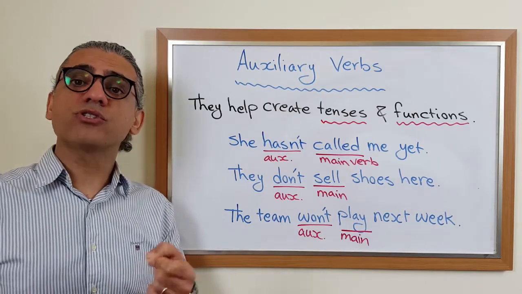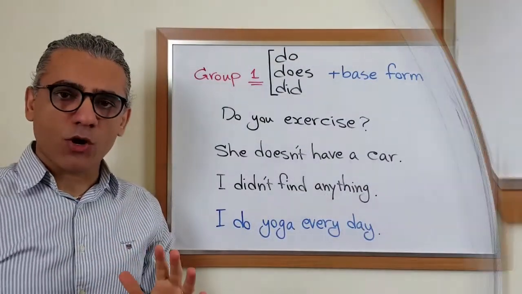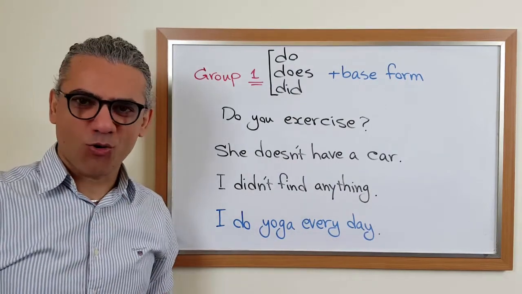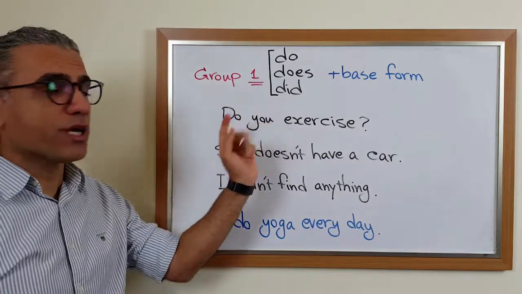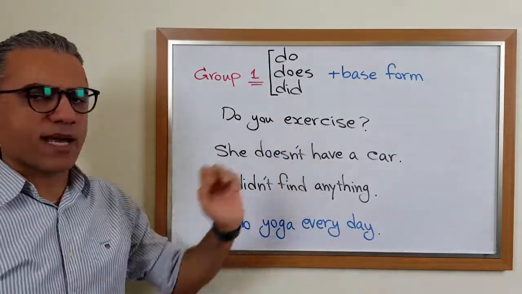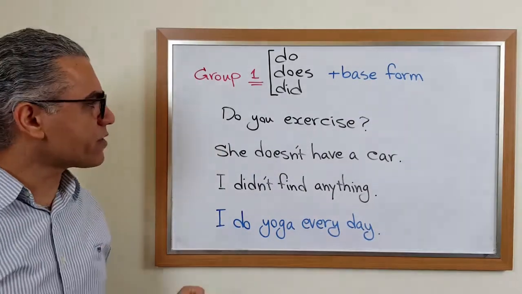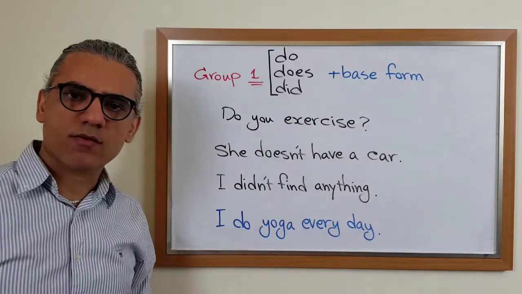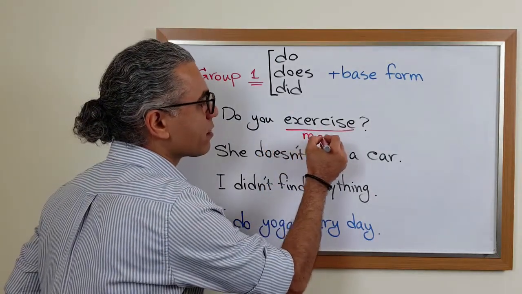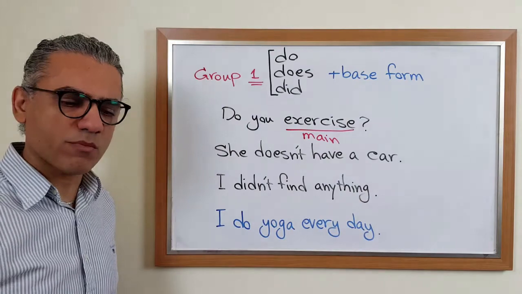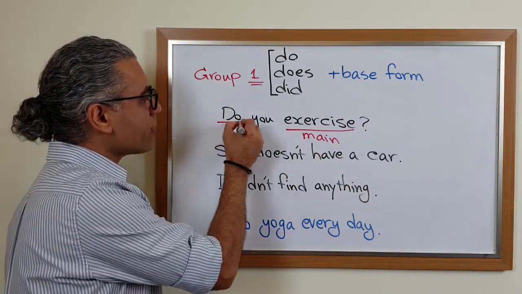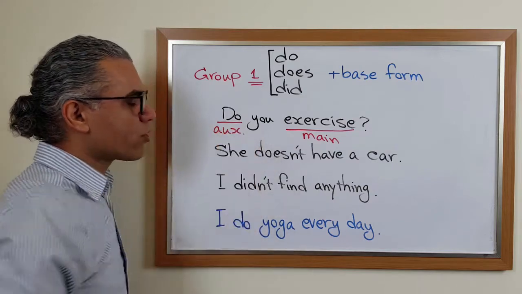Let's talk about different types of auxiliary verbs. So we have four main groups of auxiliary verbs. The first group is do, does, and did. Look at this example before I explain the main point of this part. We say, do you exercise? So exercise is our main verb because it involves the main action of the sentence. So naturally, do is our auxiliary verb.